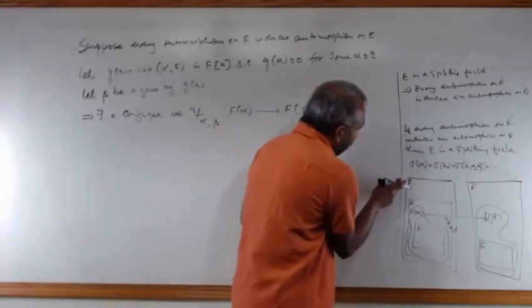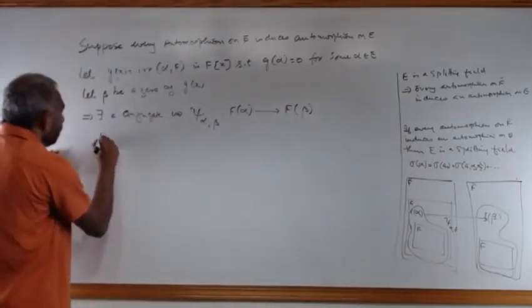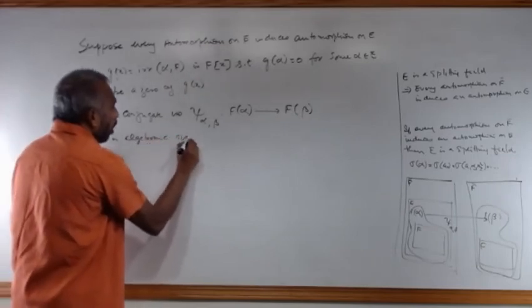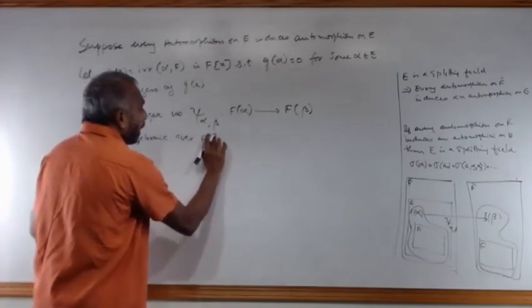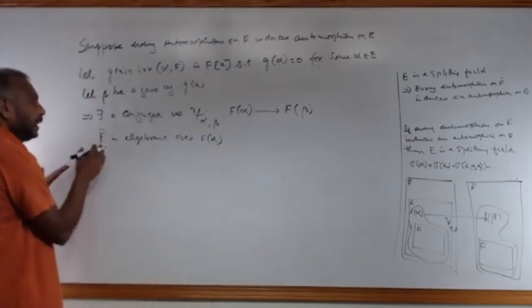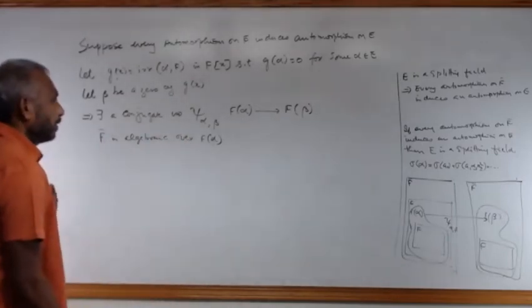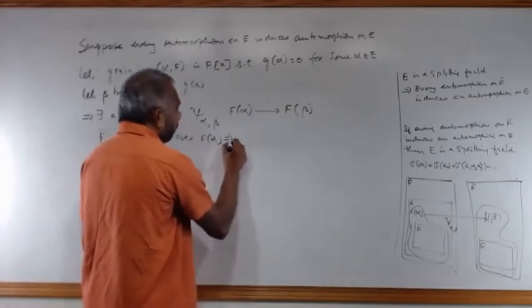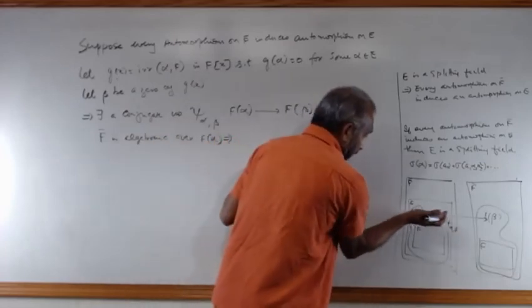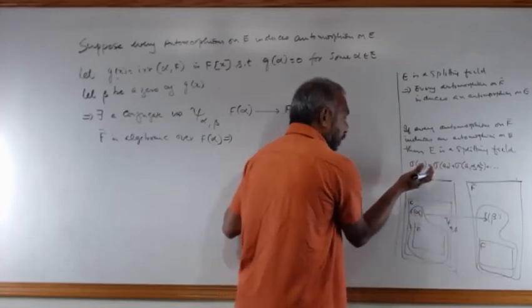So F closure is algebraic over F of alpha, because F closure is an algebraically closed field, so it automatically is algebraic over F of alpha, and that implies you can extend this conjugate isomorphism to an isomorphism to F closure.